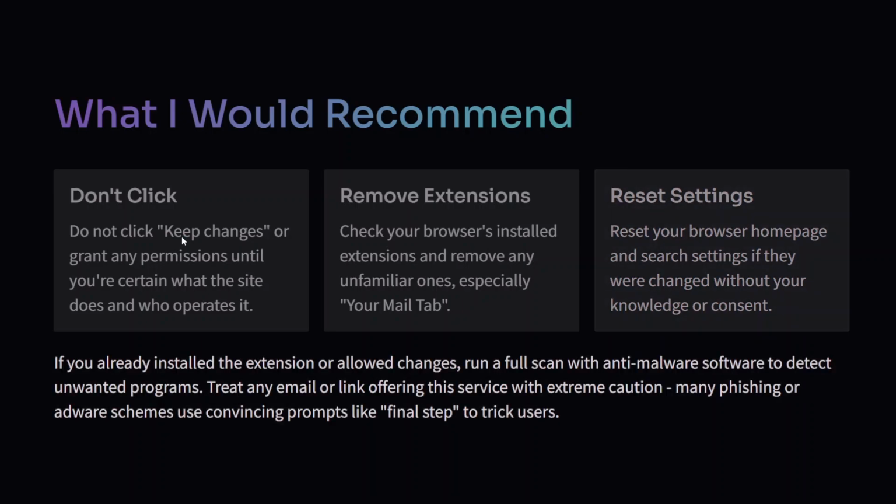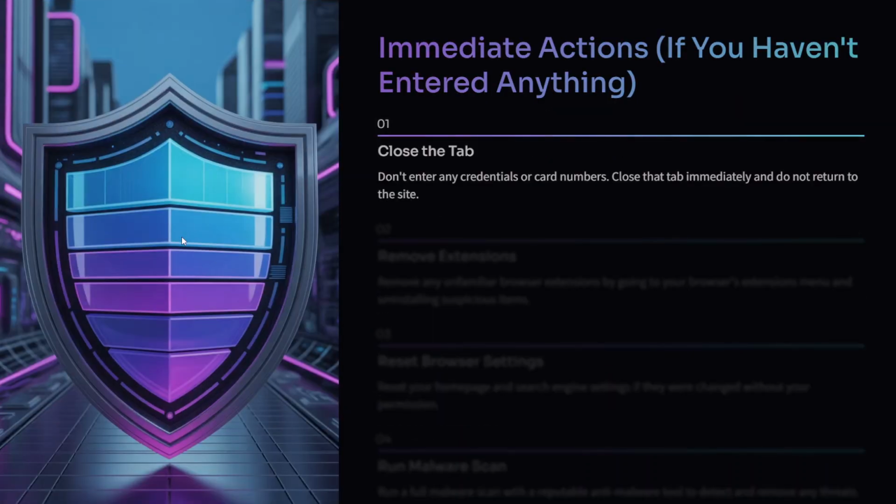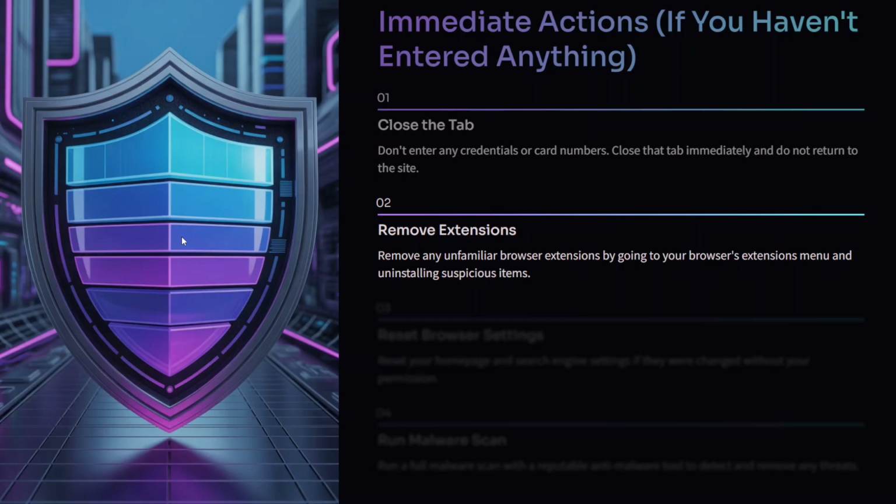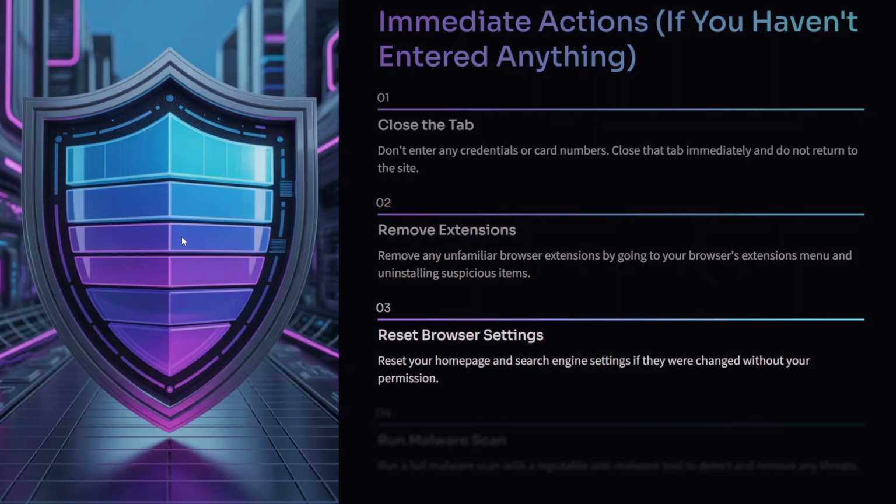Got it. Check extensions. Step 3, reset your browser settings. Go into settings, check your home page, your default search engine, your startup pages. Make sure they're set back to what you want, your trusted defaults, not something the site might have changed. And finally, step 4, run a full malware scan. Use something reputable. Windows Defender is built in and good. Malwarebytes is another great option. Just run a full system scan to catch anything that might have slipped past. Okay, that's the close call scenario.